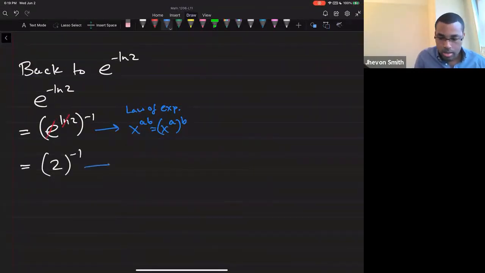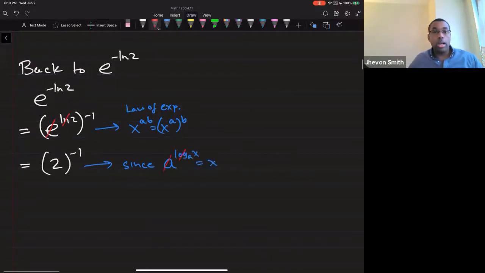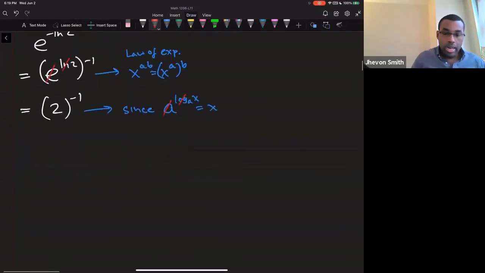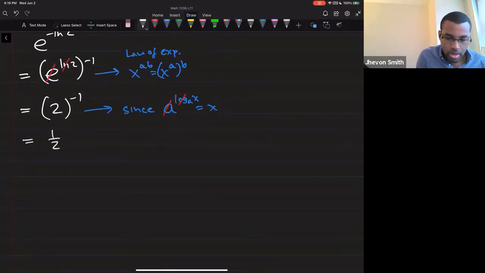And that is since a to the log base a of x equals x, you can actually just cancel the base and the log. And we learned last time, whenever you see ln, it means it's a logarithm with the base e, right? And so now you have 2 to the -1, which is a half. And that is the correct answer.